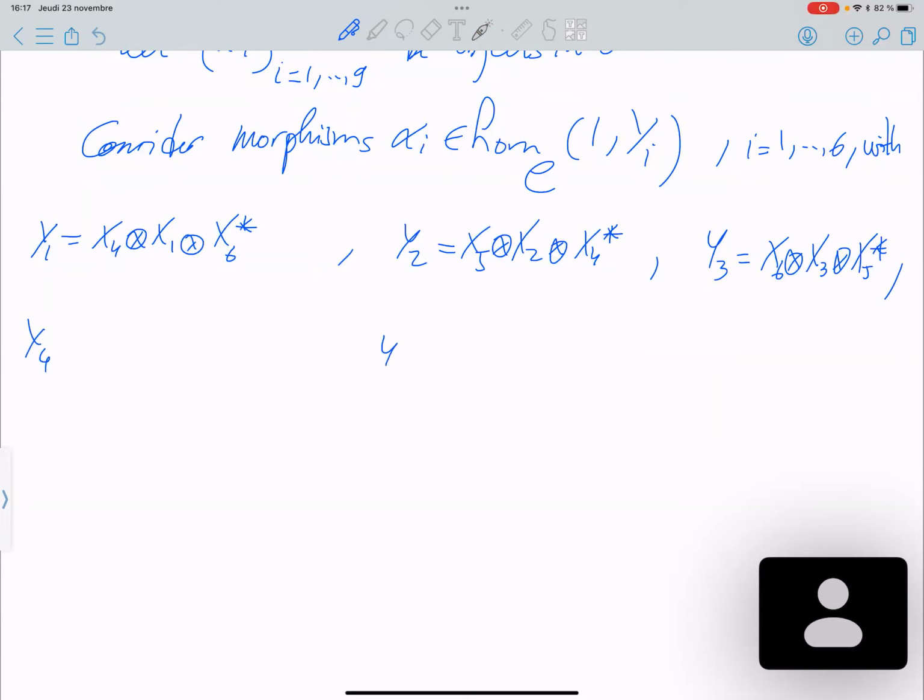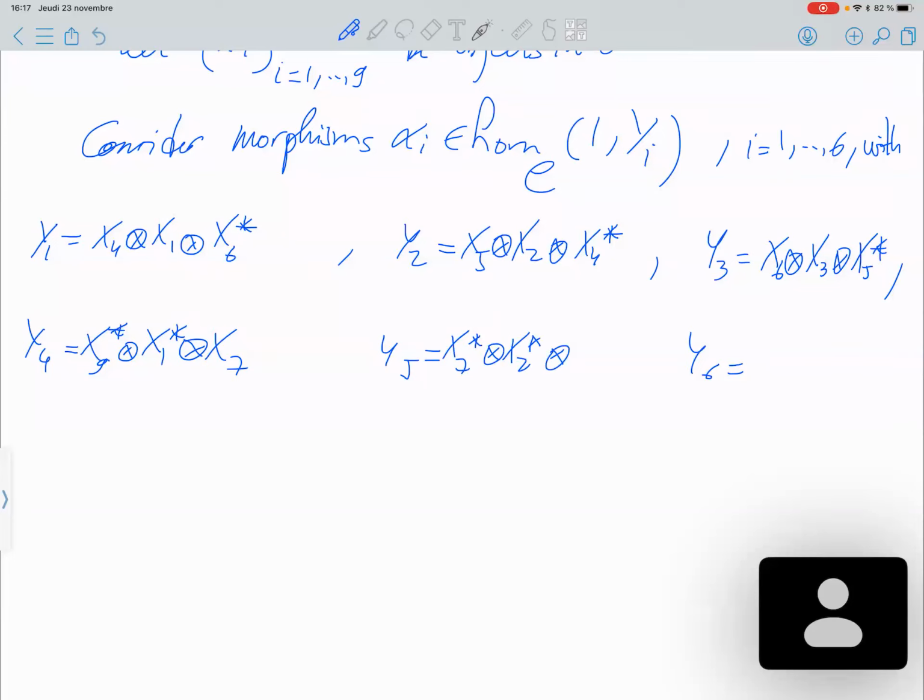y4, y5, y6, and that will be complete. So y4 is x1, x9 star tensor x1 star tensor x7, y5 is x7 star tensor x2 star tensor x8, and y6 is x8 star tensor x3 star tensor x9. Okay.